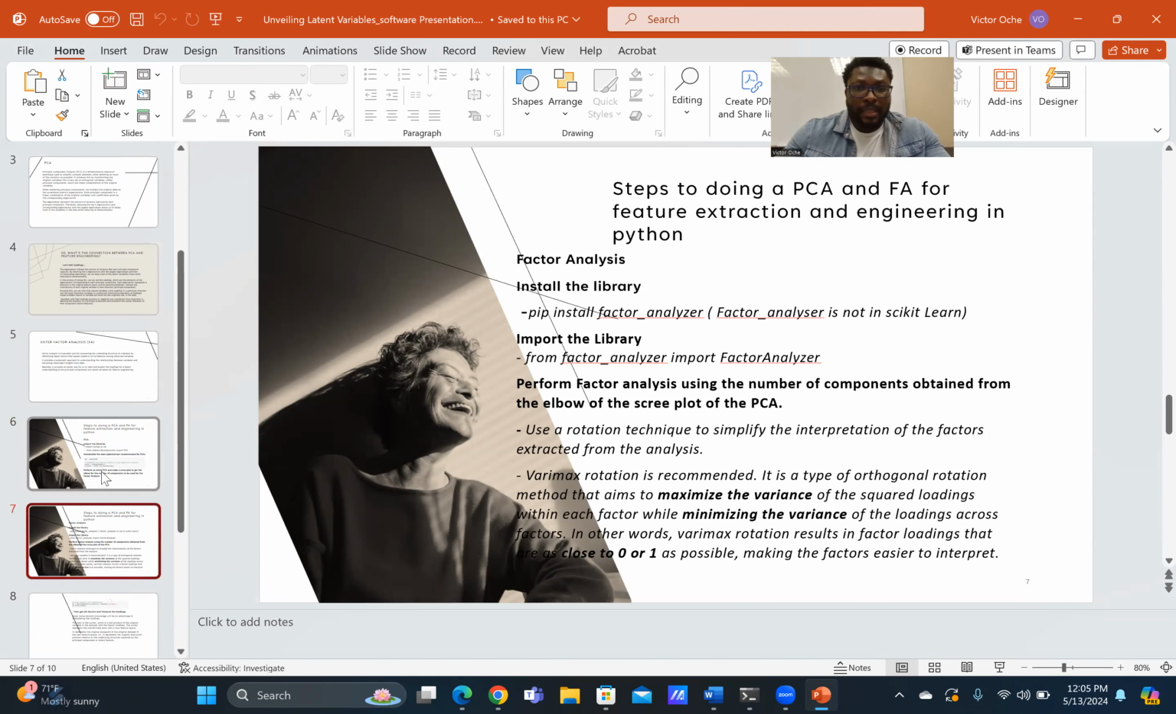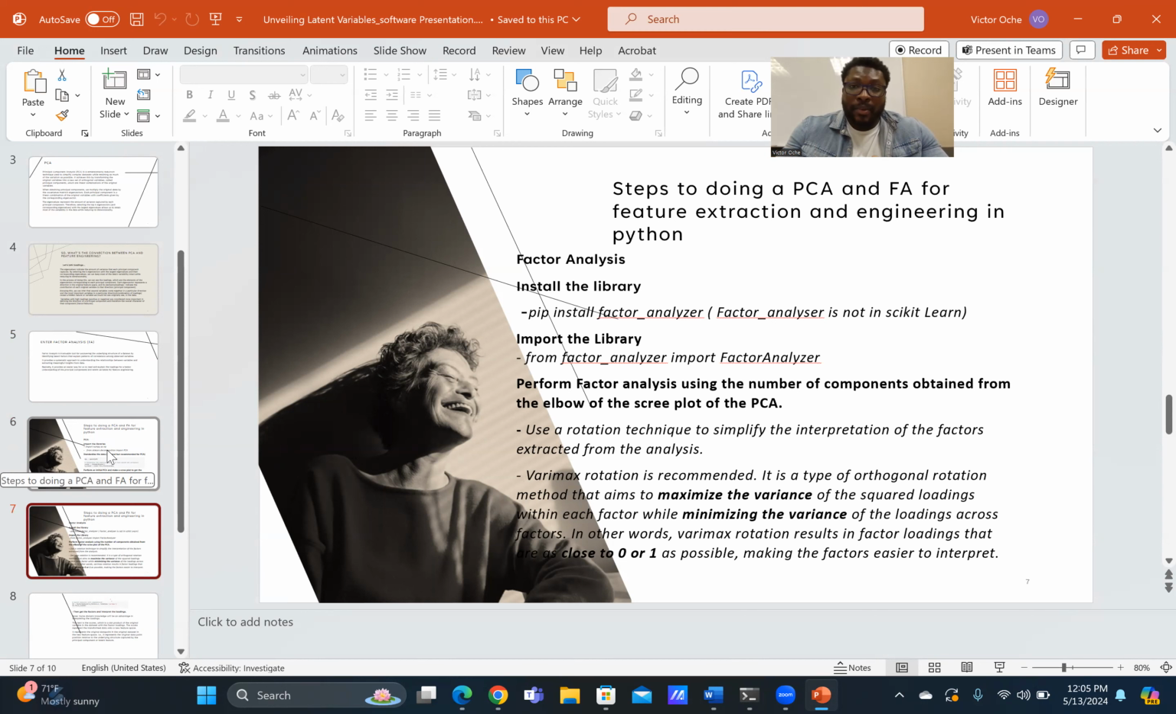Now, after that has been done, we get a number of factors, a number of components rather, at where the elbow bulges out before the other points get flat. After we get that, the next thing we do is the steps for a factor analysis.